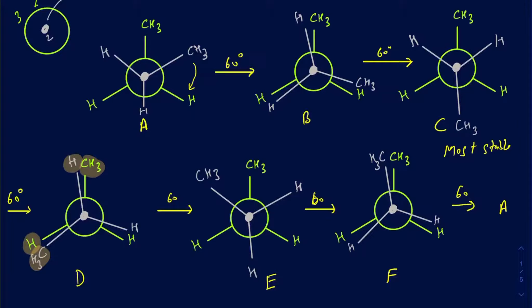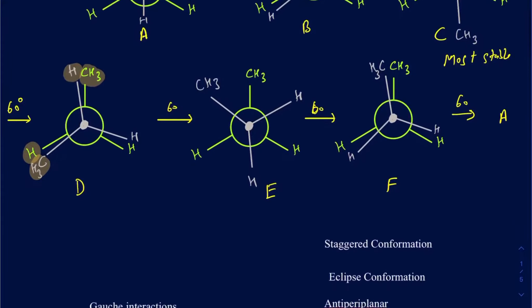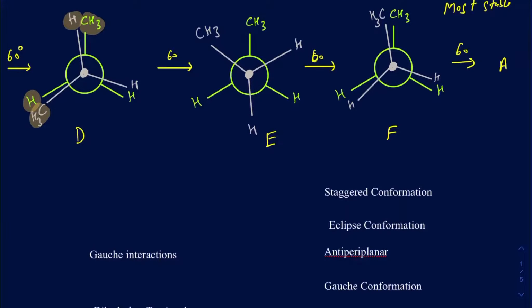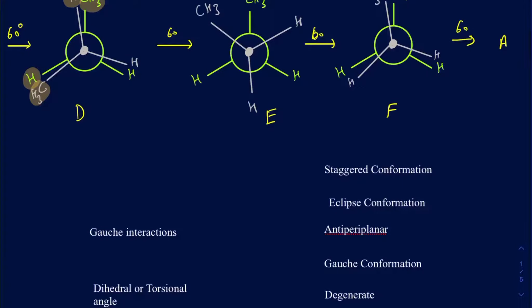Once you have drawn all the different Newman projections, the next job you have to do is to figure out which ones are eclipsed conformations and which ones are going to be your staggered conformations. And in addition to that, figure out all the terminology we're going to have in terms of antiperiplanar, gauche, degenerate, the dihedral angles and all that. So before we go into anything, I want to talk about dihedral angle.